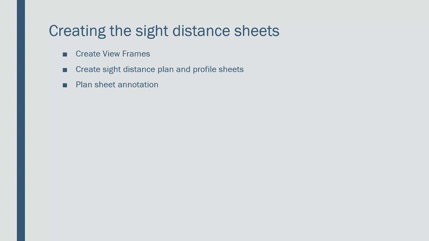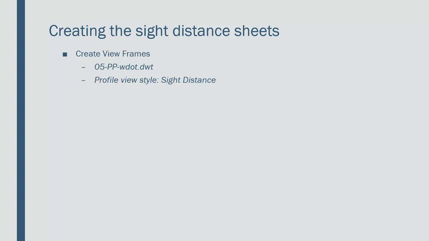Then we're going to go in and create the site distance plan and profile sheets from those view frames. This is going to use the proper template file and pull over the sheets and all the title block information and so forth. So this will make it available to the site distance sheets, so we'll have a consistent look. And then we're going to go in and do some plan sheet annotation. Now we're not going to do the full sheet here, but we'll give you kind of a taste of the things that you'll have to be looking at and where you need to go to get them. So some important things to do on the plan sheet for annotation.